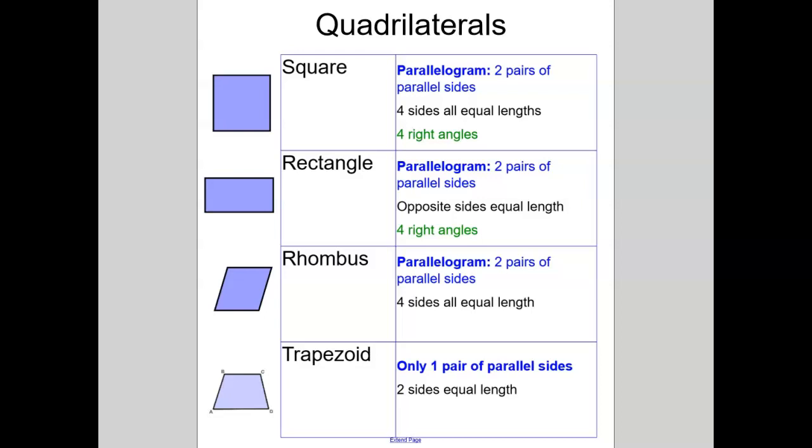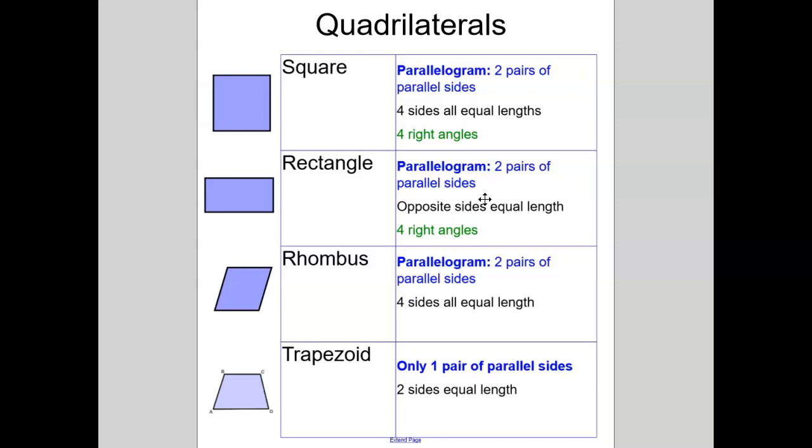So we learned a lot about four different types of quadrilaterals. We learned about squares, which we know are parallelograms, and they have four sides that are all equal length, and they have those four right angles. A rectangle is also a parallelogram. Why is a rectangle a parallelogram? Exactly right.